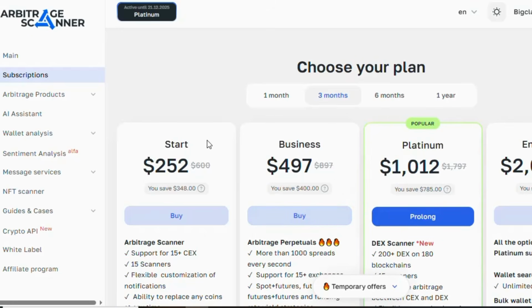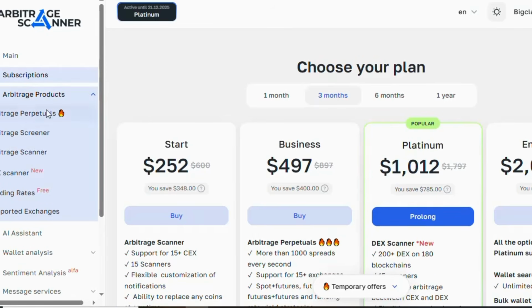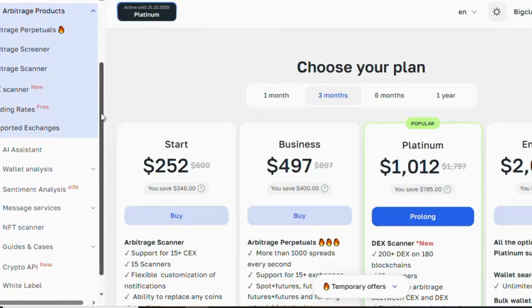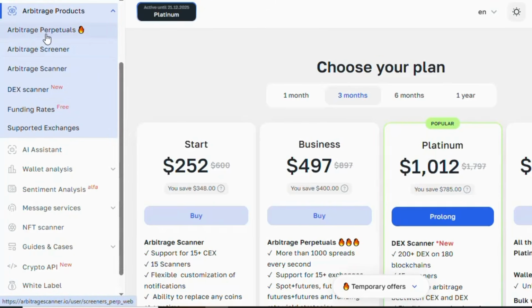So let's talk about how to make use of it, and at the end of the class I'll talk about all of this. Now, the first place arbitrage traders go to is the arbitrage product. There are so many things to use this tool for in-depth research. So I'm going to come to the arbitrage screener. This is the perpetuals for futures trader. This is the screener for spot traders. This is the dex screener for airdrop traders. Funding rate and supported exchanges are also for spot products.